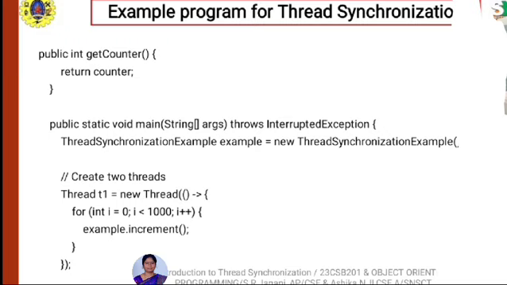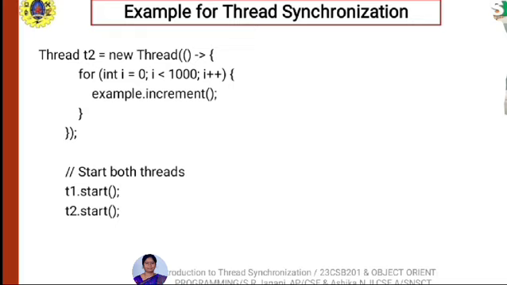We assign a value, and we use a for loop, int i is equal to 0, i less than 1000, and i plus plus. And we call the increment method by using the object example. And we created thread 2. Thread t2 is equal to new Thread. We use a for loop, int i is equal to 0, i less than 1000, and i increment. And we call the same increment function using the same object name example.